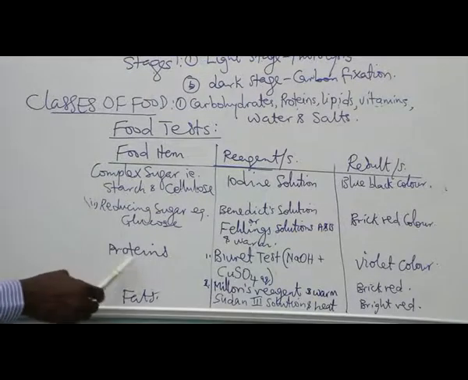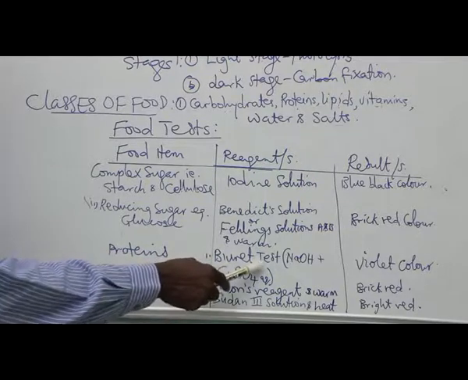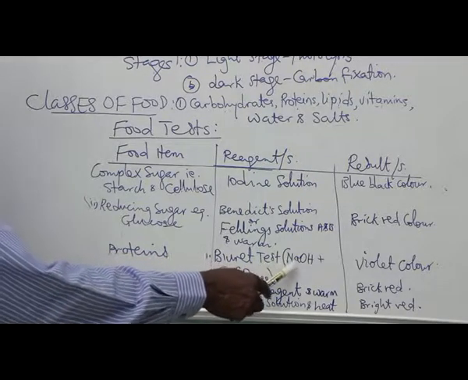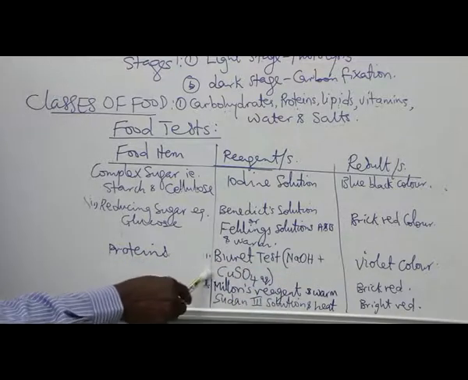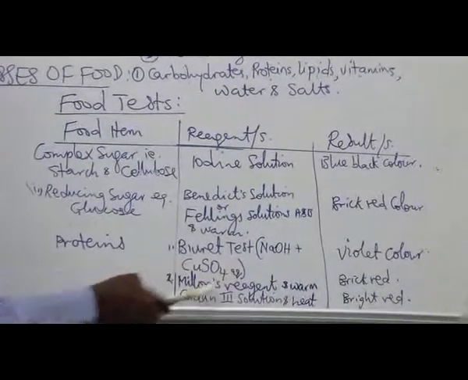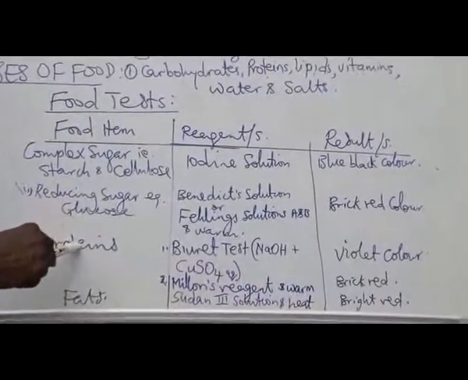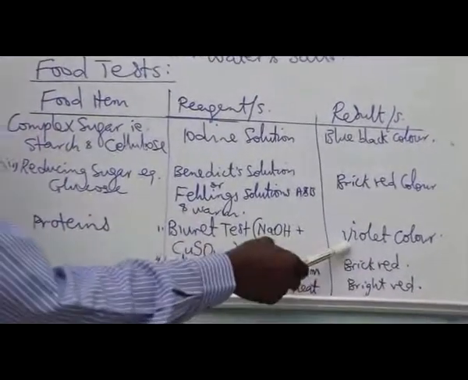For protein, there are two popular tests. The biuret test, which is the addition of sodium hydroxide and 1% copper(II) tetraoxosulfate(VI) solution into the food item. Then you see the mixture changing to a violet color.